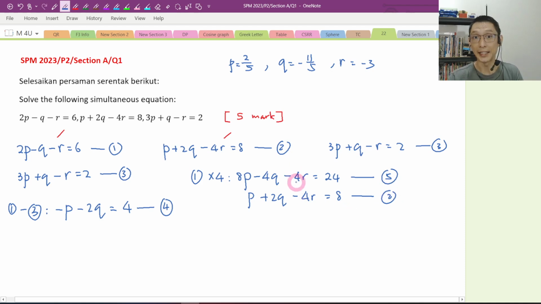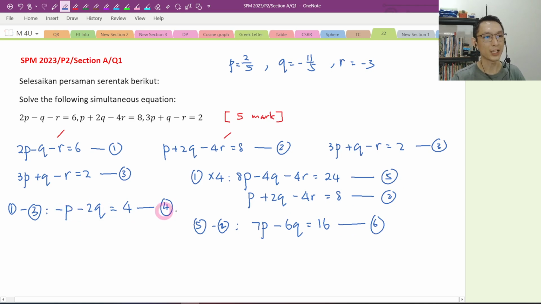Now I can eliminate the R easily. So still the same thing, I'm going to take the fifth equation minus the second equation. Eight minus 1, 7. Negative 4 minus positive 2, you will get negative 6. So this becomes 0. And here you will get 16. Okay, now this is PQ, PQ.